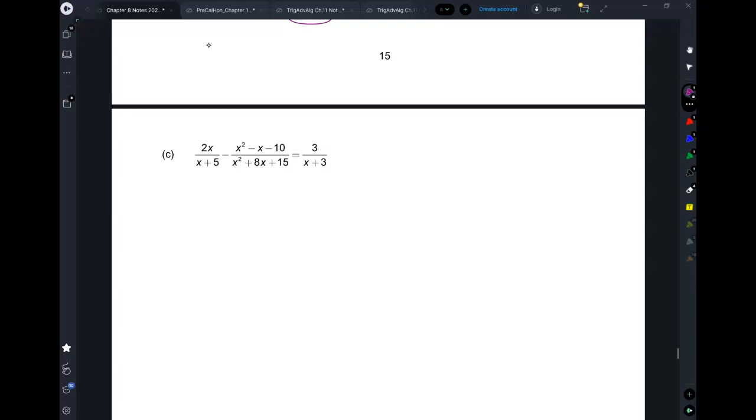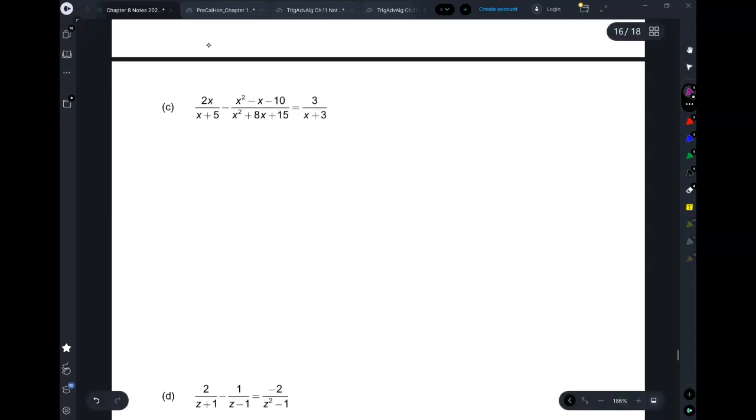For the next one, you have to factor the denominator. Don't factor that numerator. You don't have to. You should, because you're going to end up multiplying it back later. So what are the restrictions? Negative 5 and negative 3. And what is the LCD?